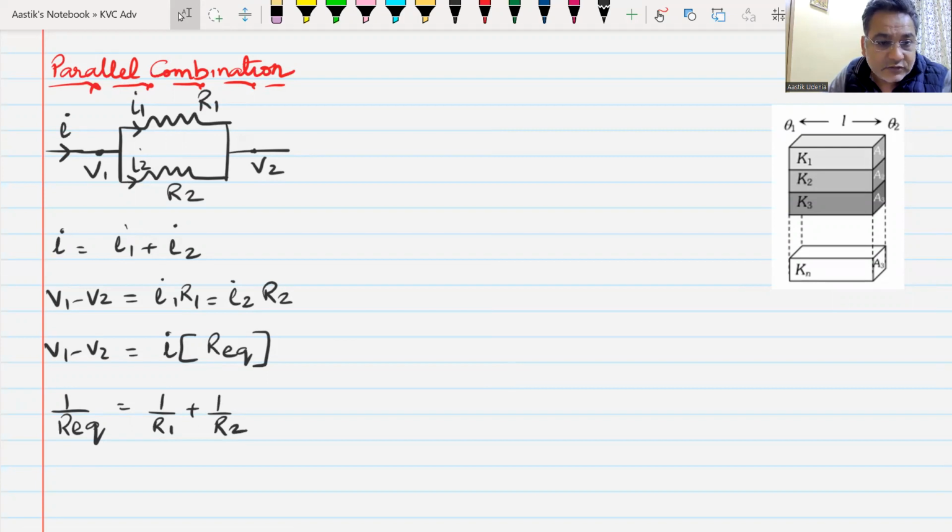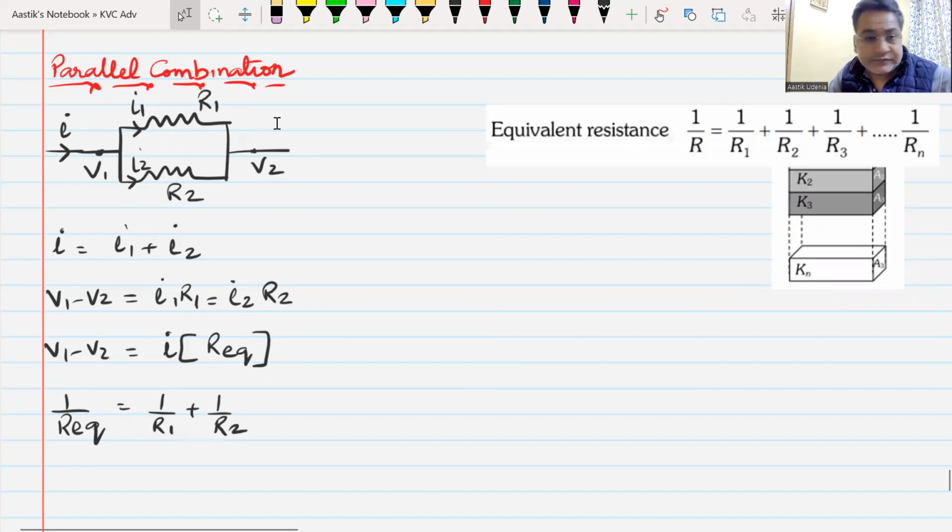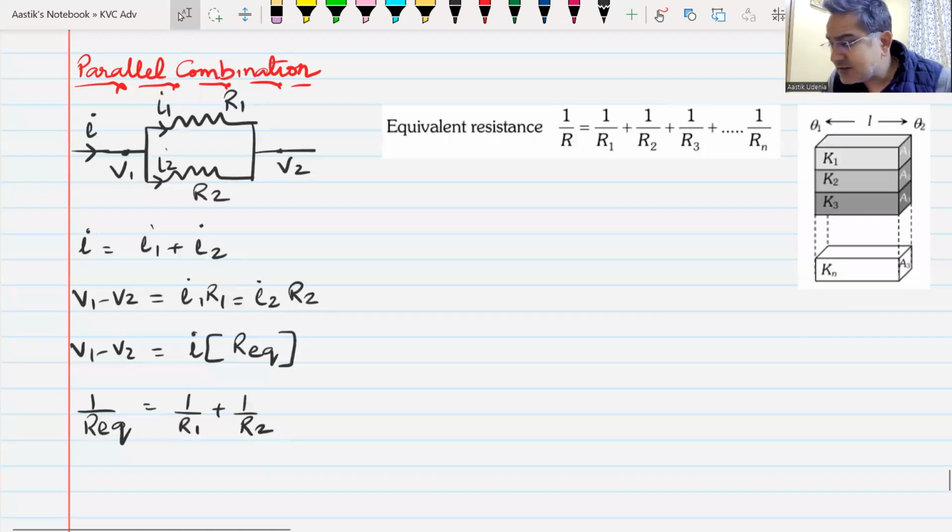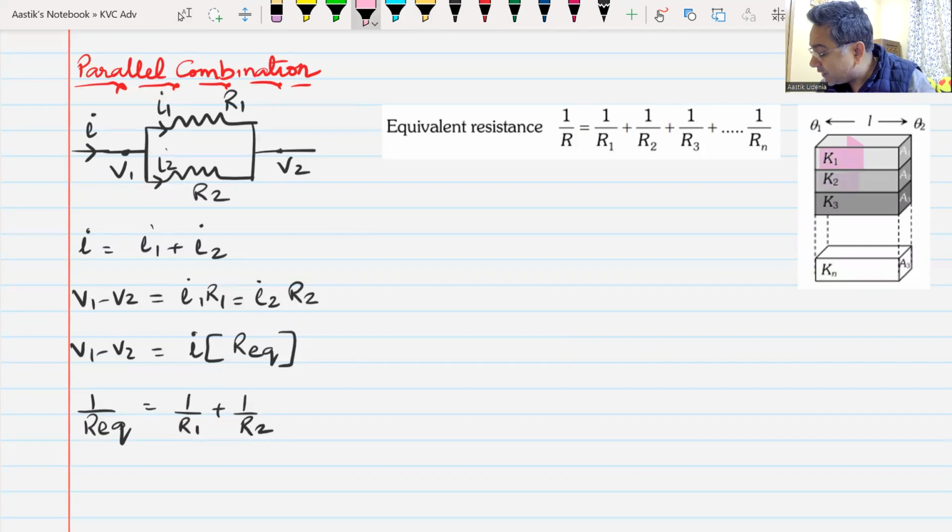Do we understand this? Yes or no? Then their equivalent resistance can be given by 1 by R will be equal to 1 by R1 plus 1 by R2 and so on. Do we understand this? Yes, sir. Through all this parallel combination, different heat currents will flow. Yes or no? Yes, sir.